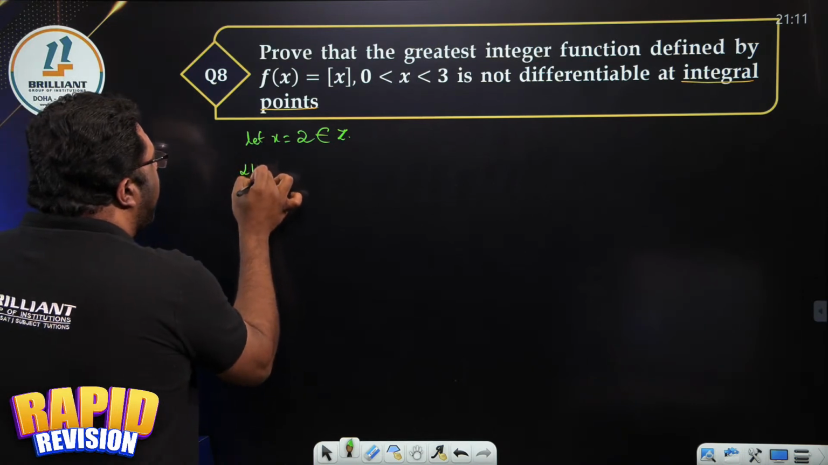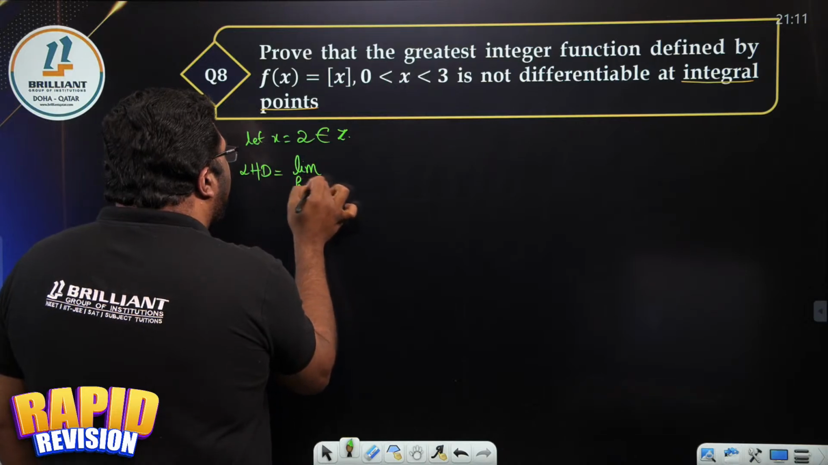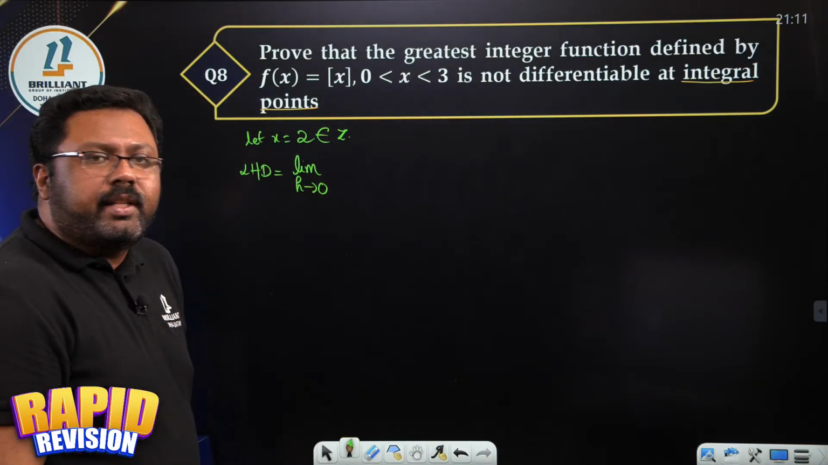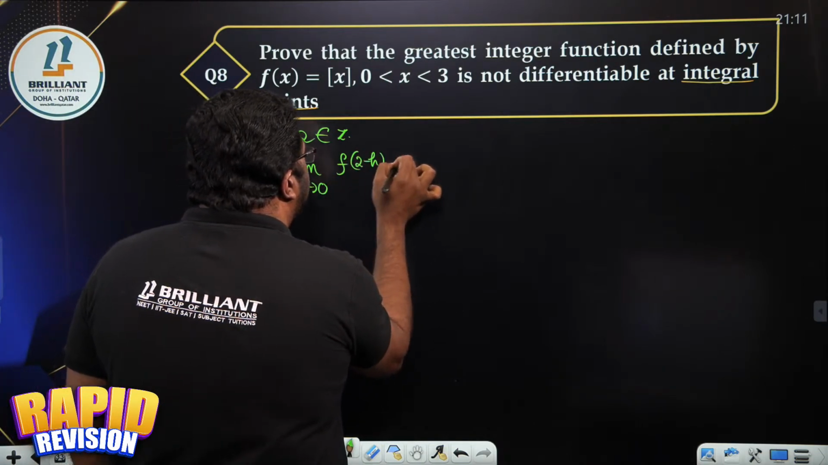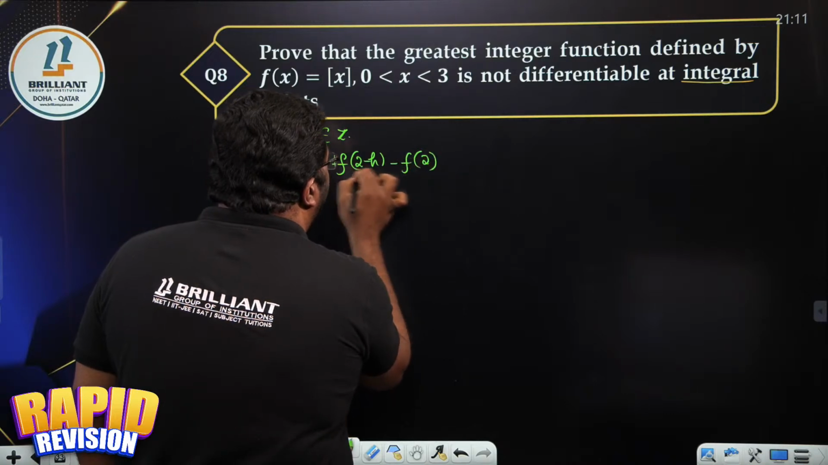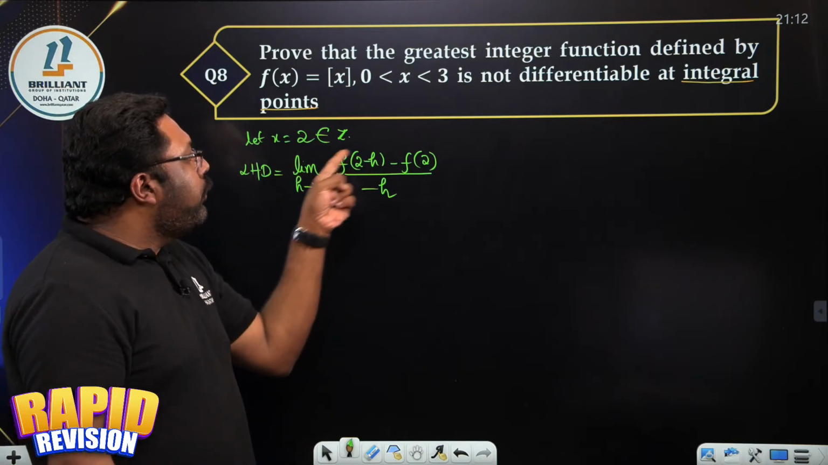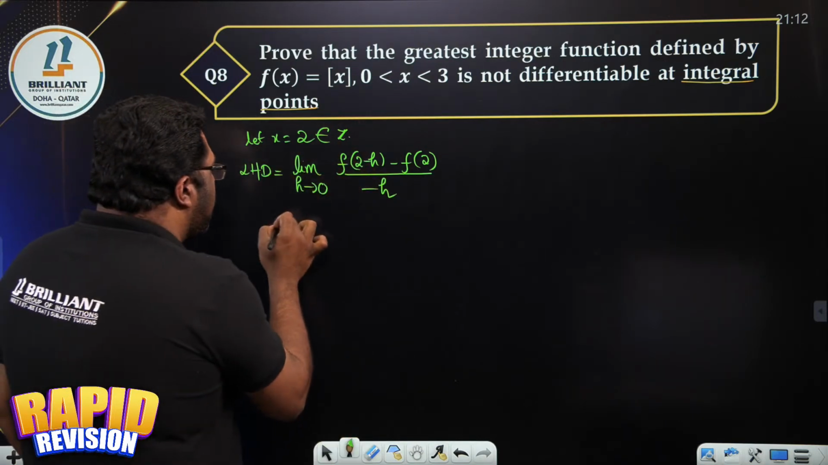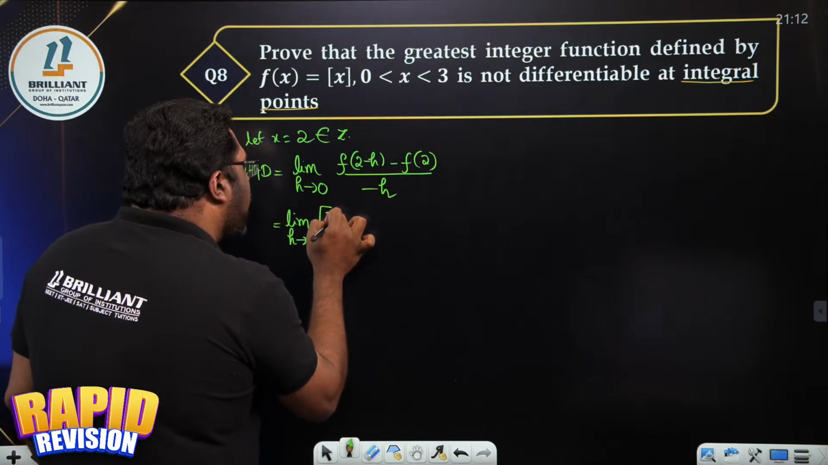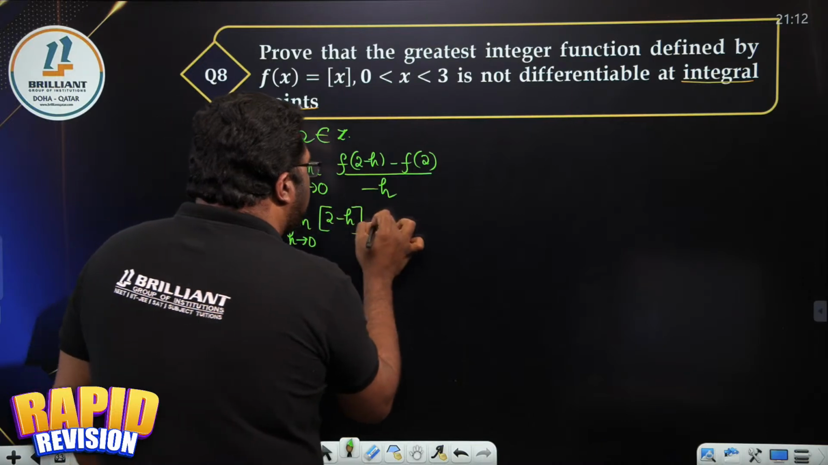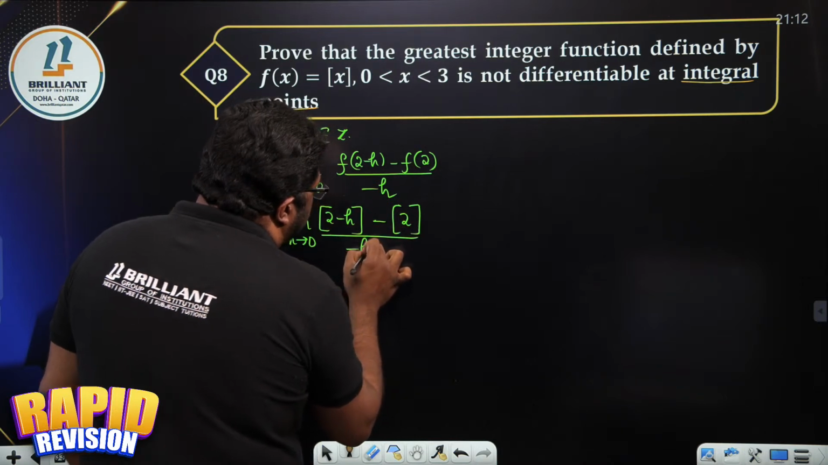So what is the left hand derivative? I cannot go for derivatives here because I cannot differentiate a greatest integer function, so I use the definition. Left hand derivative says limit h tends to 0 of f of 2 minus h minus f of 2, divided by minus h, because the value of x is 2. So that is the greatest integer of 2 minus h minus the greatest integer of 2, divided by minus h.